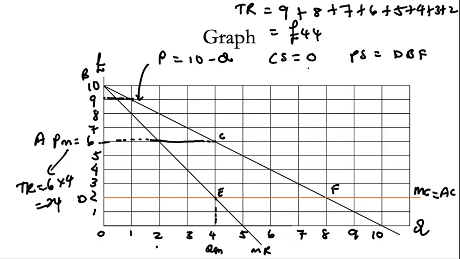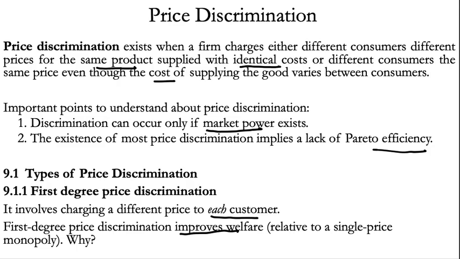There is no net loss. So that's why, to some extent, if you go back to this point, first degree price discrimination improves welfare relative to a single price monopoly, because in the single price monopoly you can see clearly we have welfare loss, but in the first degree price discrimination there is no welfare loss because all consumer surplus is captured and becomes producer surplus, positive producer surplus.